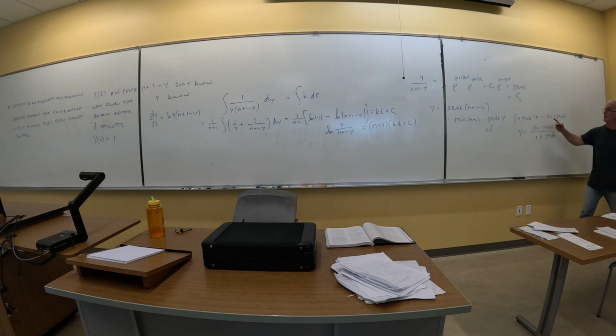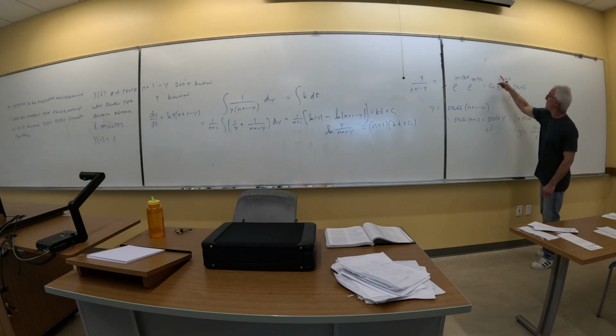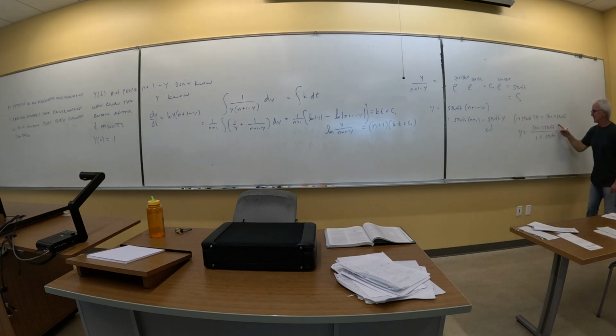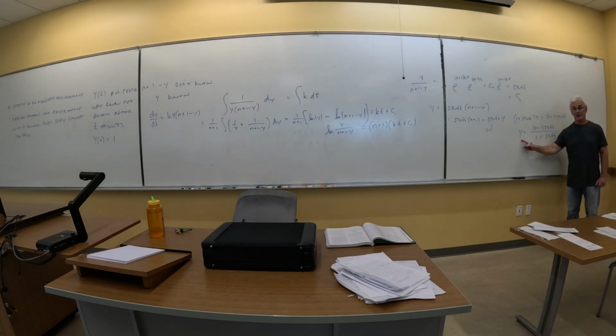Now, what am I going to do? I'm going to go back and put this in for stuff, because at some point we're going to need it. Okay? So we now have a form. Have I solved the problem? Well, not exactly, because I still have a K and I still have a C. Now would probably be a really good time to use the initial condition, because now I can replace y with 1.